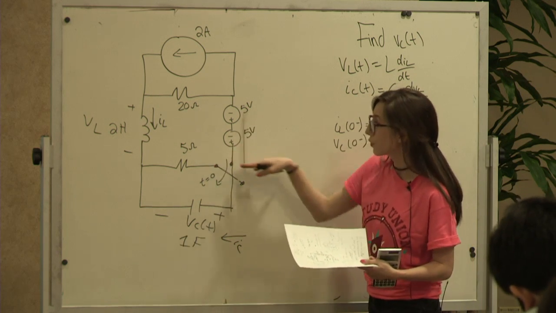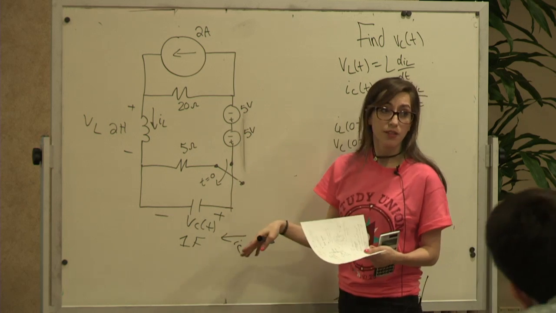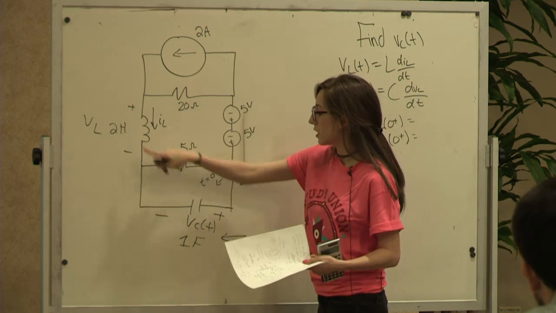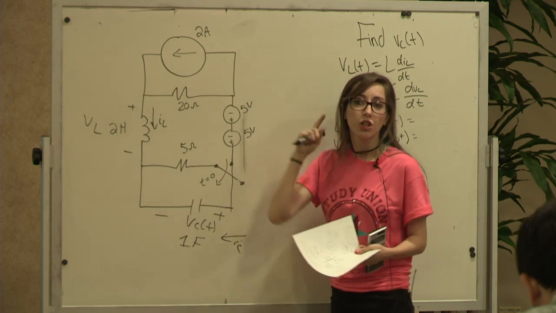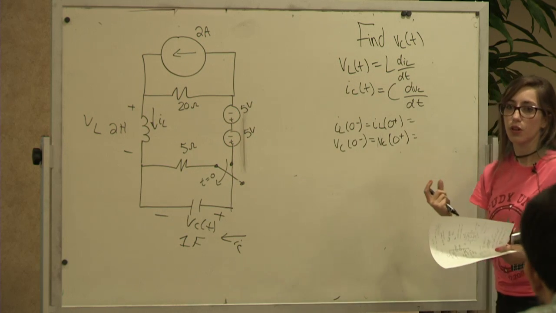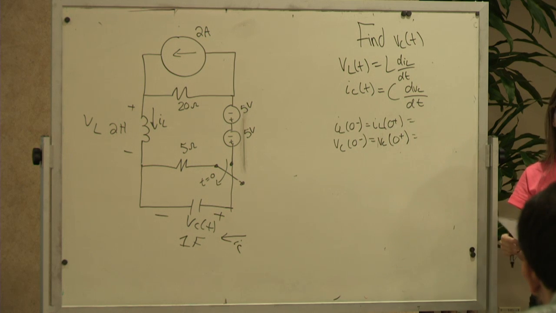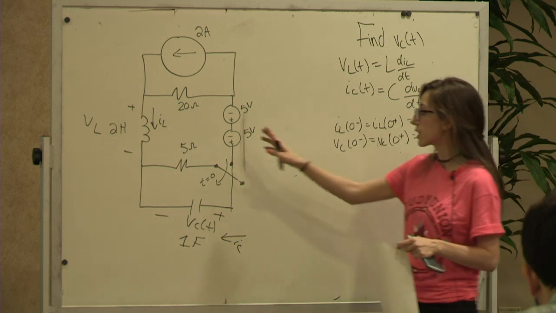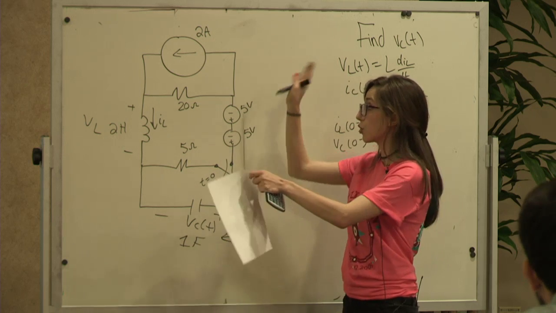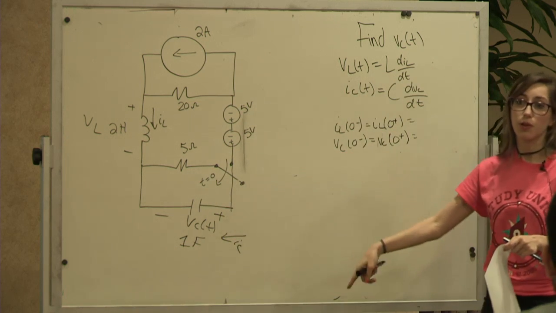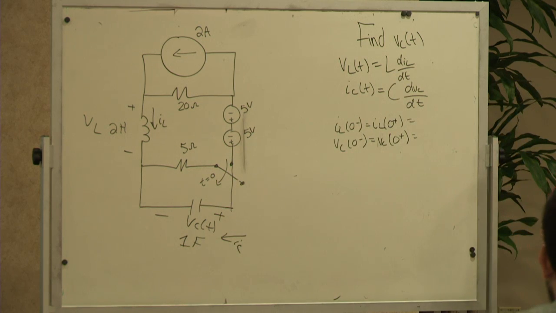It's closed for a long time, and then it opens. But even when it opens, these two are still connected to a source. So this is actually going to be a step response, where you add a V final or V infinity at the end of your equation. If it were disconnected for a long time and there were no sources, it would just be a natural response. You wouldn't add that V of infinity because everything would go to 0.